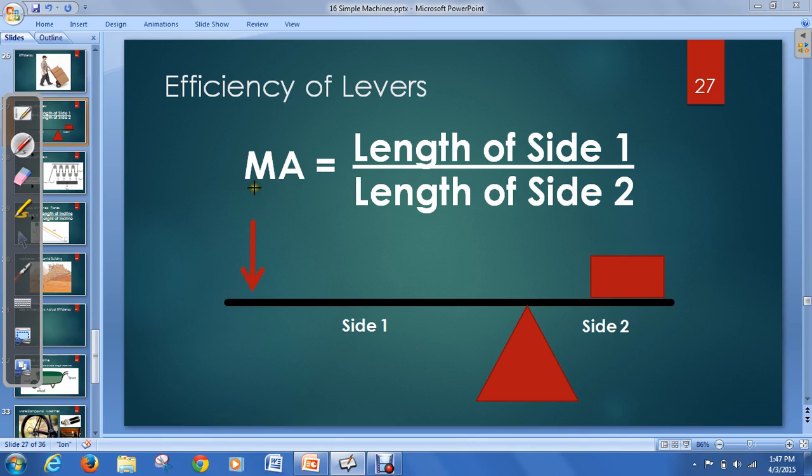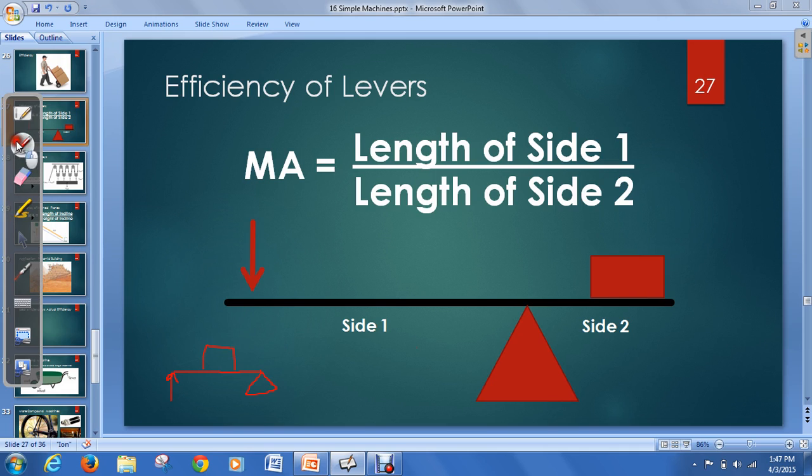Okay, but again, mechanical advantage of a lever: length of side 1 compared to length of side 2. Okay, what if it's not a first-class lever like this, though? What if it's a second-class lever where you got the load in the center, you got the force right here, and you got the fulcrum on this side? Okay, can you still use this equation to calculate the mechanical advantage?